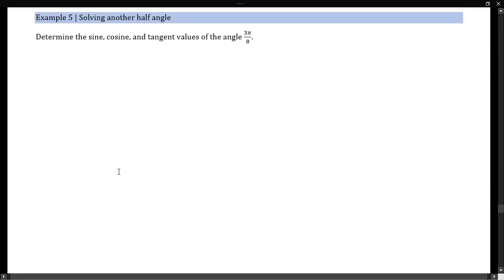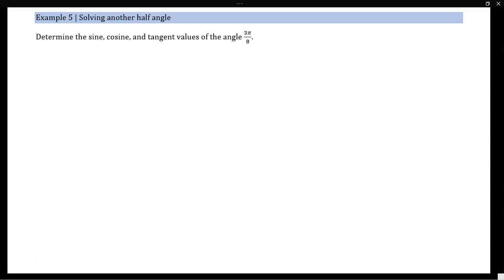So then example 5, which I think is the last one for this lesson, we have another half angle that's in radians, 3 pi over 8. In this case, the first thing we want to do is figure out what the whole angle is. So what we know is that theta divided by 2 is equal to 3 pi divided by 8. Obviously we can multiply both sides by 2. So theta is going to equal 3 pi divided by 8 times 2, which is 3 pi over 4. And we know that angle is in Q2.